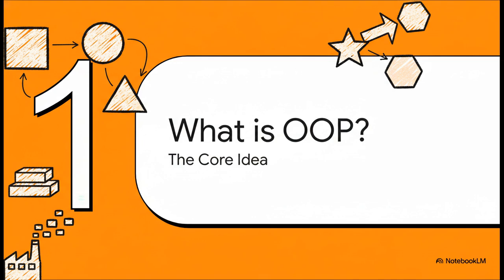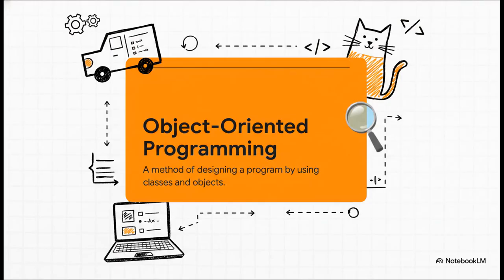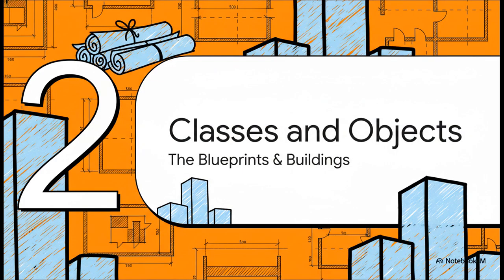What in the world is object-oriented programming? Okay, so at its core, OOP is really a mindset. Instead of just writing a huge long list of commands for the computer to follow, you build your program around these little self-contained things called objects. Each object is a stand-in for a real thing, and it holds both its own information and all the things it can do.